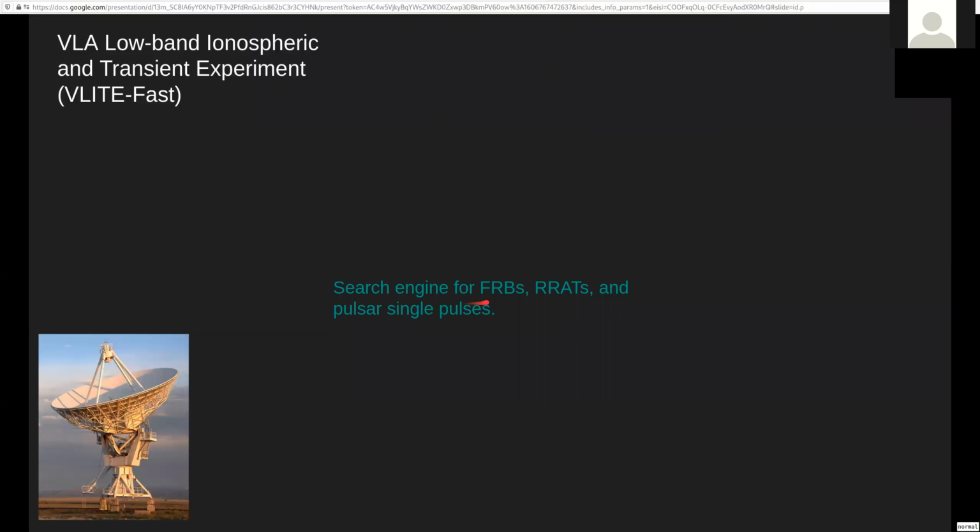Hi guys, I will be talking about VLITE-Fast. VLITE stands for VLA Low Band Ionospheric and Transient Experiment. The Fast is actually nothing but a search engine for FRBs, RRATs, pulsars, single pulses, the whole transient searches.